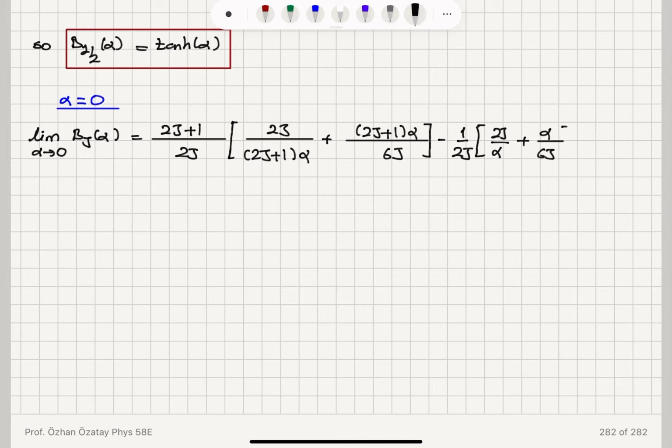Alpha over 6j. Okay, so first I see 2j plus 1 over 2j and 2j over 2j plus 1 will cancel, so I will be left with alpha to the power minus 1. So that is the multiplication of these two. Now multiplication of these two will give me the square of 2j plus 1 and 12j squared in the denominator, and then I have an alpha here. This term, 1 over 2j times 2j over alpha, is minus alpha to the minus 1. And then this term, 1 over 2j times alpha over 6j, with the minus sign becomes alpha over 12j squared.